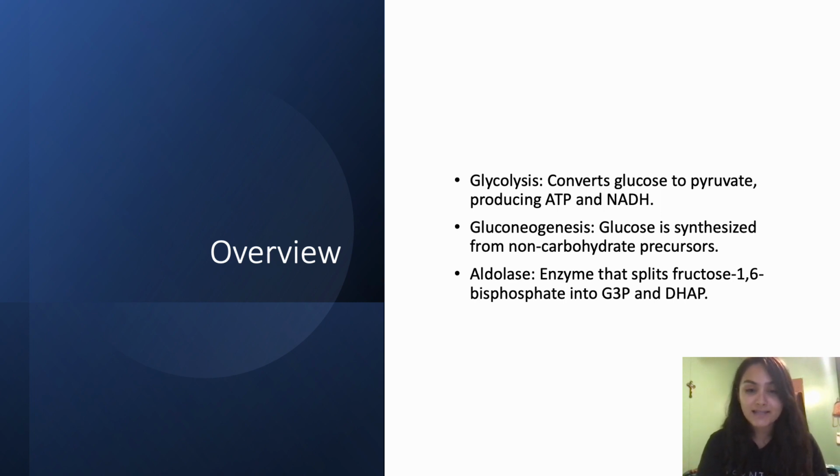Aldolase acts as a crucial enzyme in carbohydrate metabolism, facilitating the breakdown and synthesis of sugars for energy production and storage. By facilitating the interconversion of sugar molecules, aldolase contributes to the regulation of energy metabolism in cells.